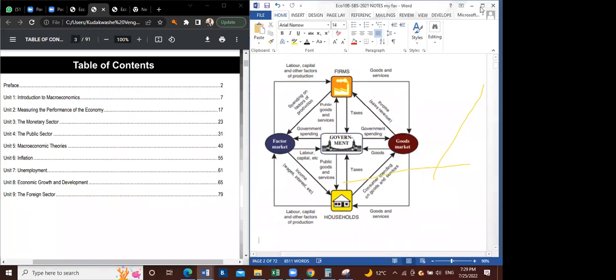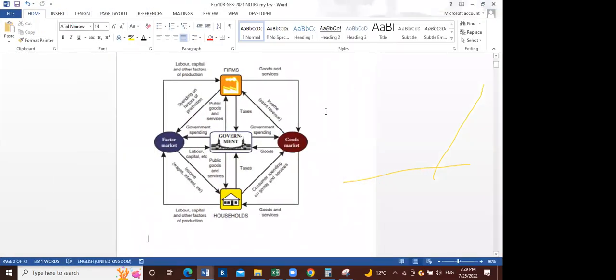All right, so let me just increase my screen there. I hope it's still visible as it was.